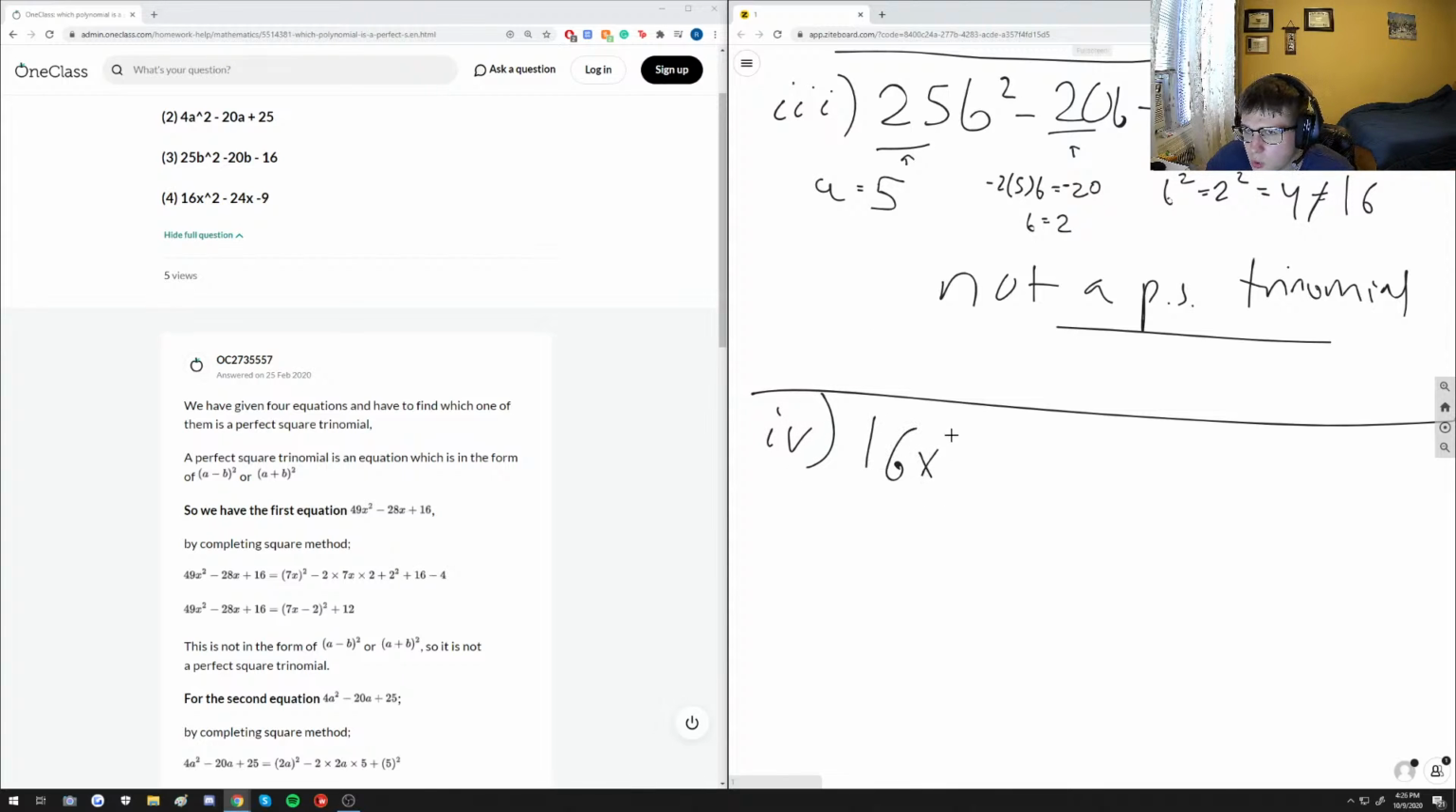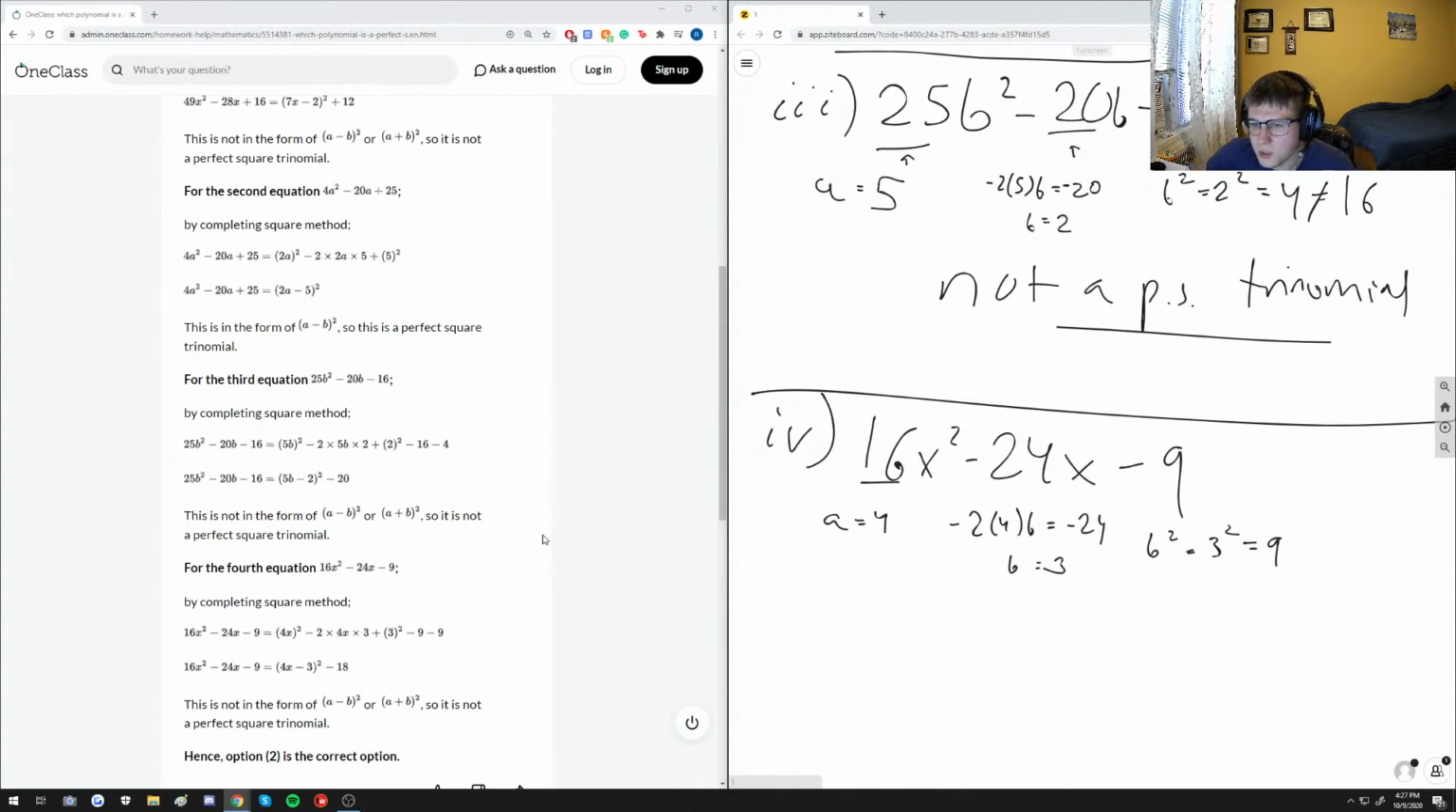And then the fourth answer choice here, we get 16x squared minus 24x minus 9. And once again, the square root of 16 is a equals 4. And then we're going to have minus 2 times 4b has to be minus 24. So minus 2 times 4 is 8. So that means that b has to be 3 in this case. And here our assumption does hold true because b squared is equal to 3 squared is equal to 9.